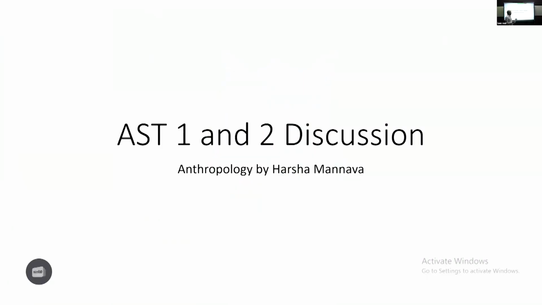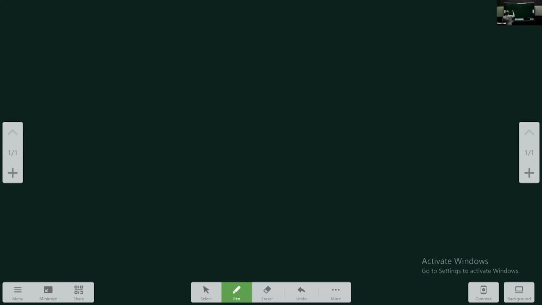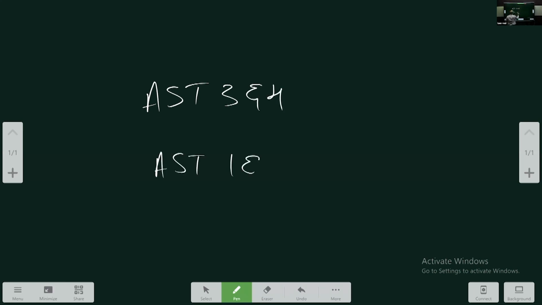So good evening. We'll discuss test 1 and 2 today. I think this is pending. So we finished AST 3 and 4 the week before this. This week we will wind up AST 1 and 2.